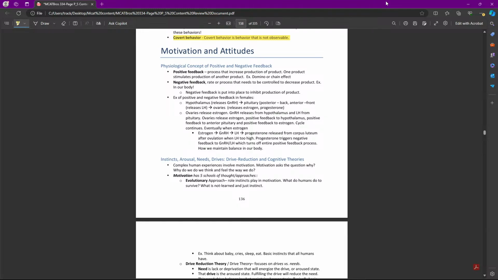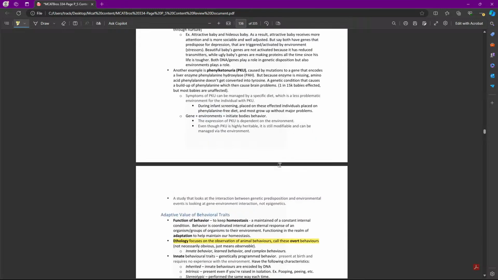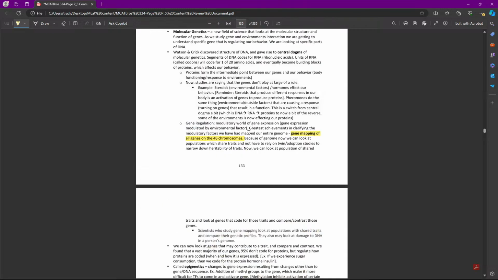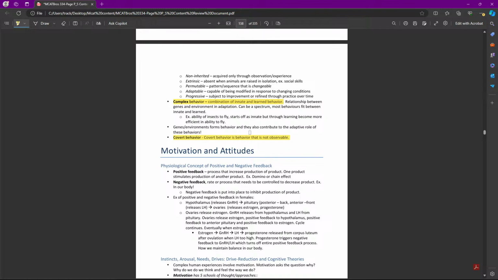Behavior, development, studies, embryogenesis, and the different behaviors that we learn and how our genes influence our behavior. So next time we'll talk about positive motivation and attitudes.